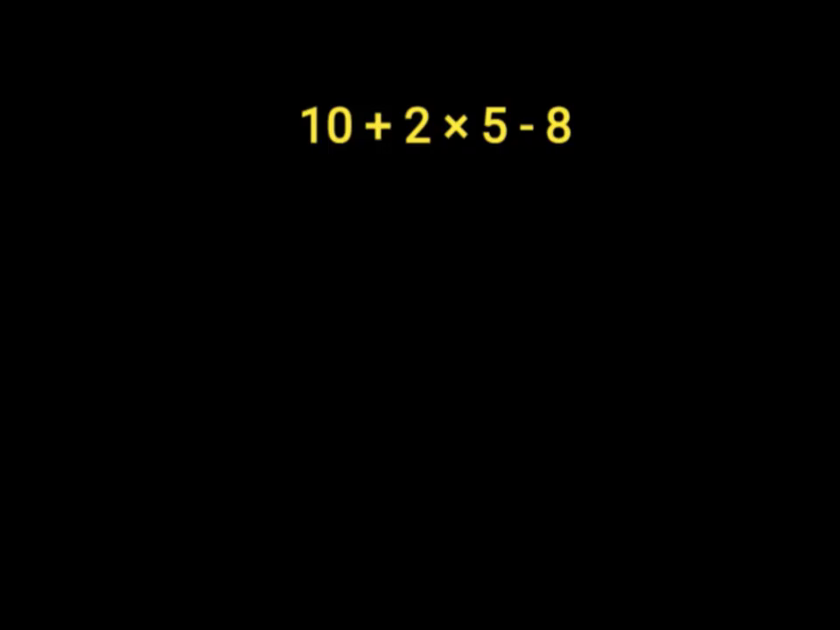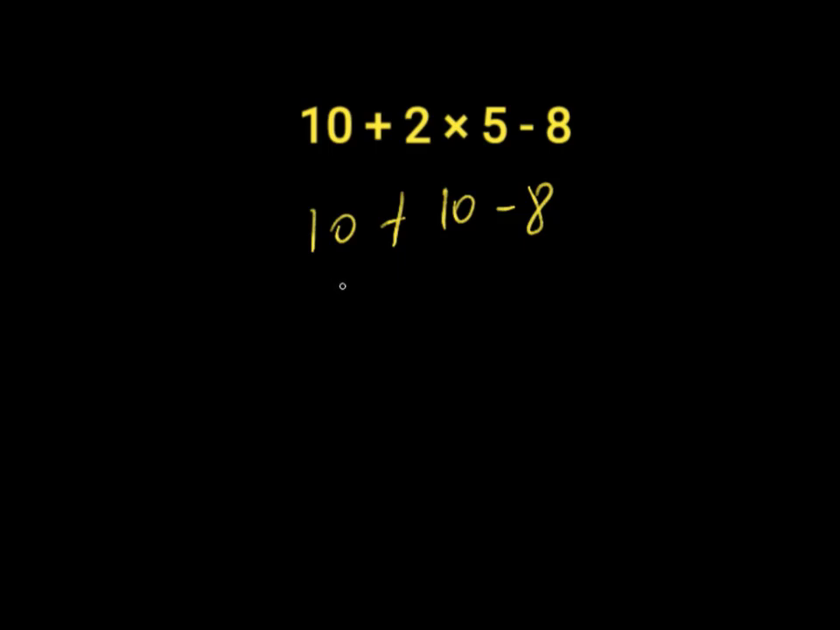Now we are going to start with our multiplication because it comes first before addition and subtraction. 2 times 5 will give us 10. Then we have 10 plus 10 minus 8. Now we are going to work from our left to our right.